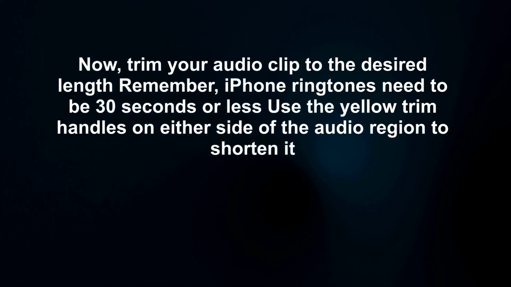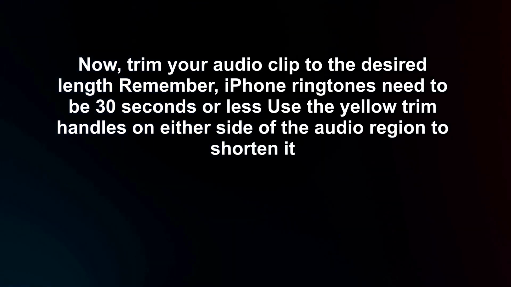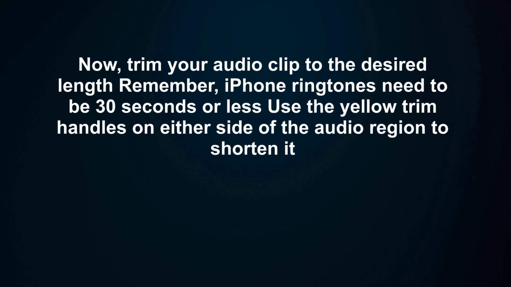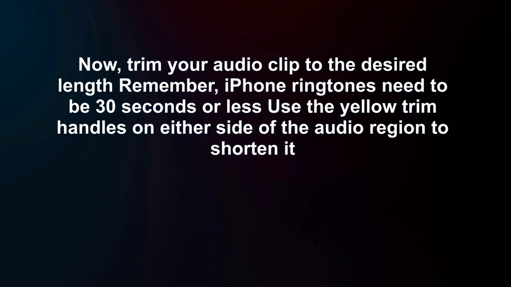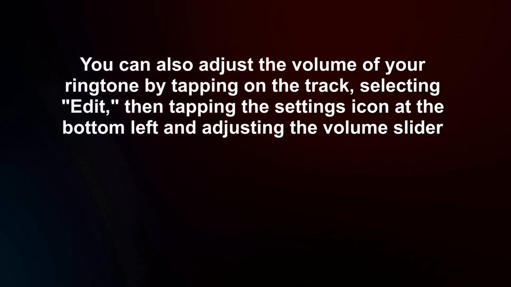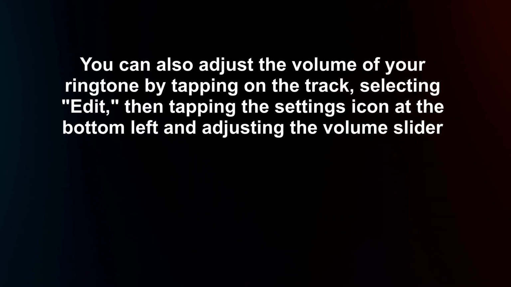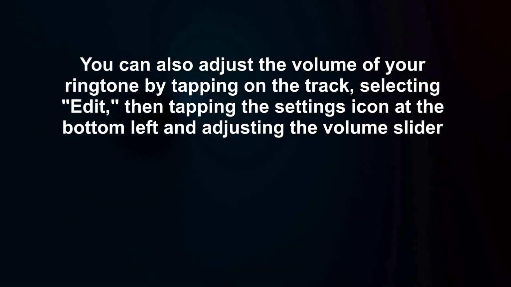Now, trim your audio clip to the desired length. Remember, iPhone ringtones need to be 30 seconds or less. Use the yellow trim handles on either side of the audio region to shorten it. You can also adjust the volume of your ringtone by tapping on the track, selecting Edit, then tapping the settings icon at the bottom left and adjusting the volume slider.